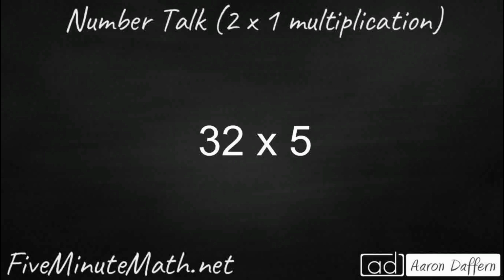So before we go any further, go ahead and pause the video, figure out what 32 times 5 is, keep in mind what strategy you used, and then unpause the video and let's see if I found your way of finding 32 times 5.